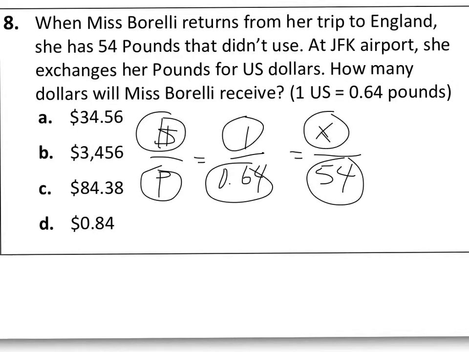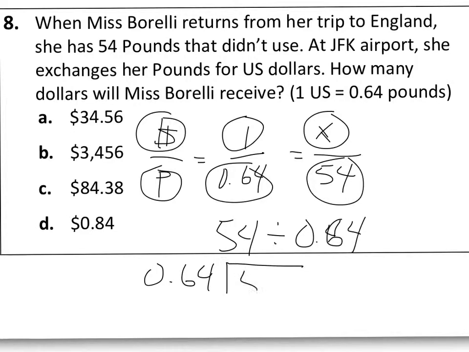So I'm going to cross multiply. 54 times 1 is 54, divided by 0.64. When I divide by 0.64, that's going to be outside the house, and 54 is inside the house. I can't divide by a decimal, so I'm going to move it over twice, bring it straight up to the top, and add my zeros. The answer is that 64 goes into 5,400 84 times with a little bit of change left over. So she'll get $84.38.